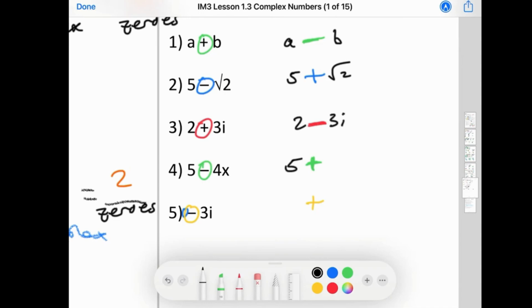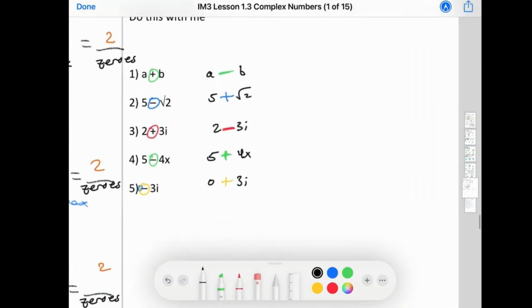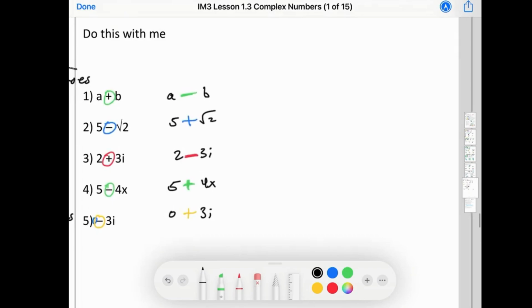See, it's exactly the same. The only thing that's changed is what? The math operation. Okay? All right, let's do a more complex problem.